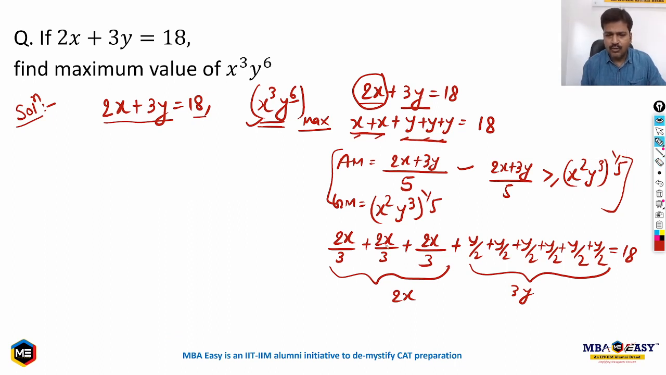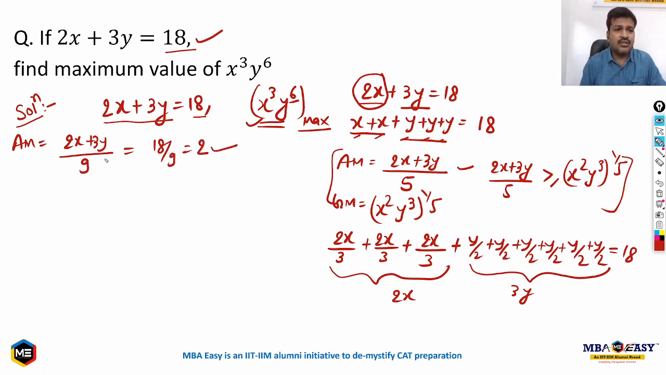Now if you apply the AM-GM inequality, there are 9 quantities: 1, 2, 3, and then these 6 quantities. If you take the AM of these 9 quantities, it will be the sum of all the quantities divided by 9, because there are 9 quantities. The sum is 2x plus 3y, divided by 9. And we know 2x plus 3y is how much? 18. So it will be 18 by 9, which is equal to 2, right?